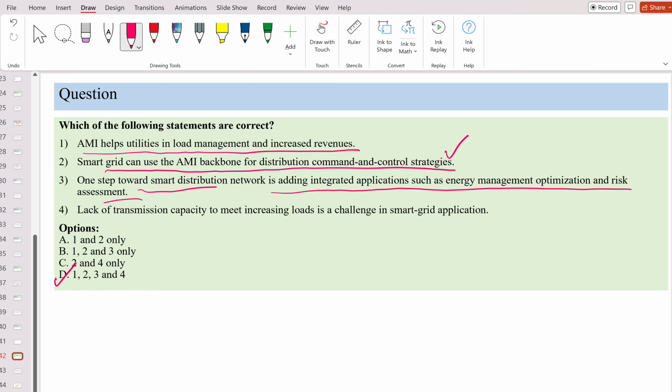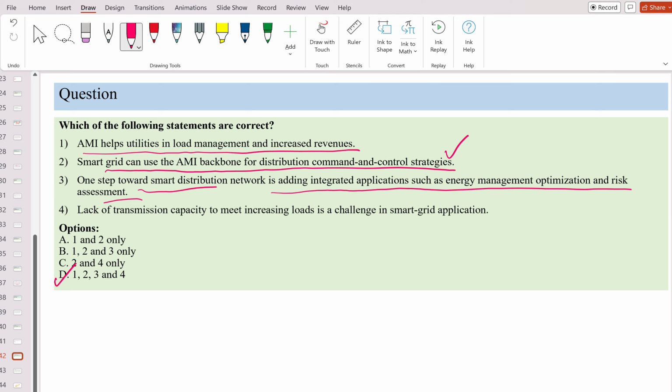One step toward the smart distribution network is adding integrated applications such as EMS and optimization and risk management. Suppose you have a battery storage, a solar PV, and a house there. You can add an energy management system on a priority basis: first you take the power from the solar PV, and when the solar PV is not available, you take the battery power. In that scenario, you can make your house independent of the grid.